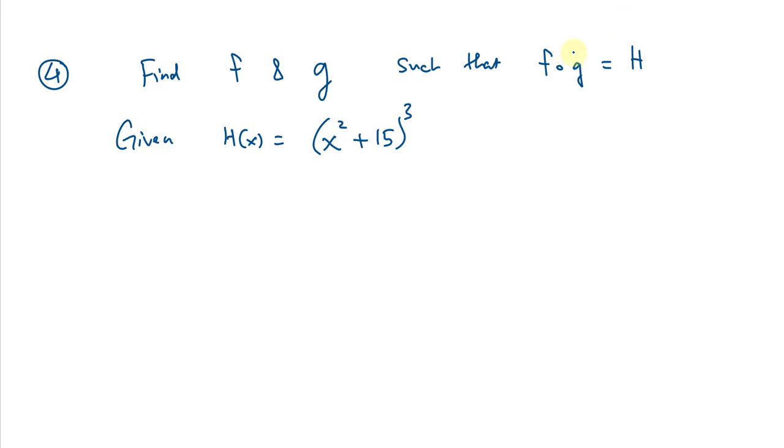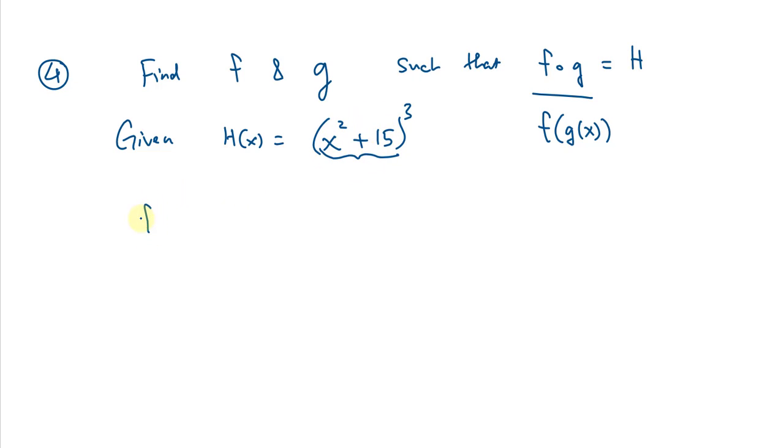Okay, we know that this is a composite function. So this can be written as f of g of x, right? So f is the outside function, g is the inside function. Look at this function h. We have this expression to the power of 3. So it looks like the power of 3 is the outside function f. And the inside function is x squared plus 15.